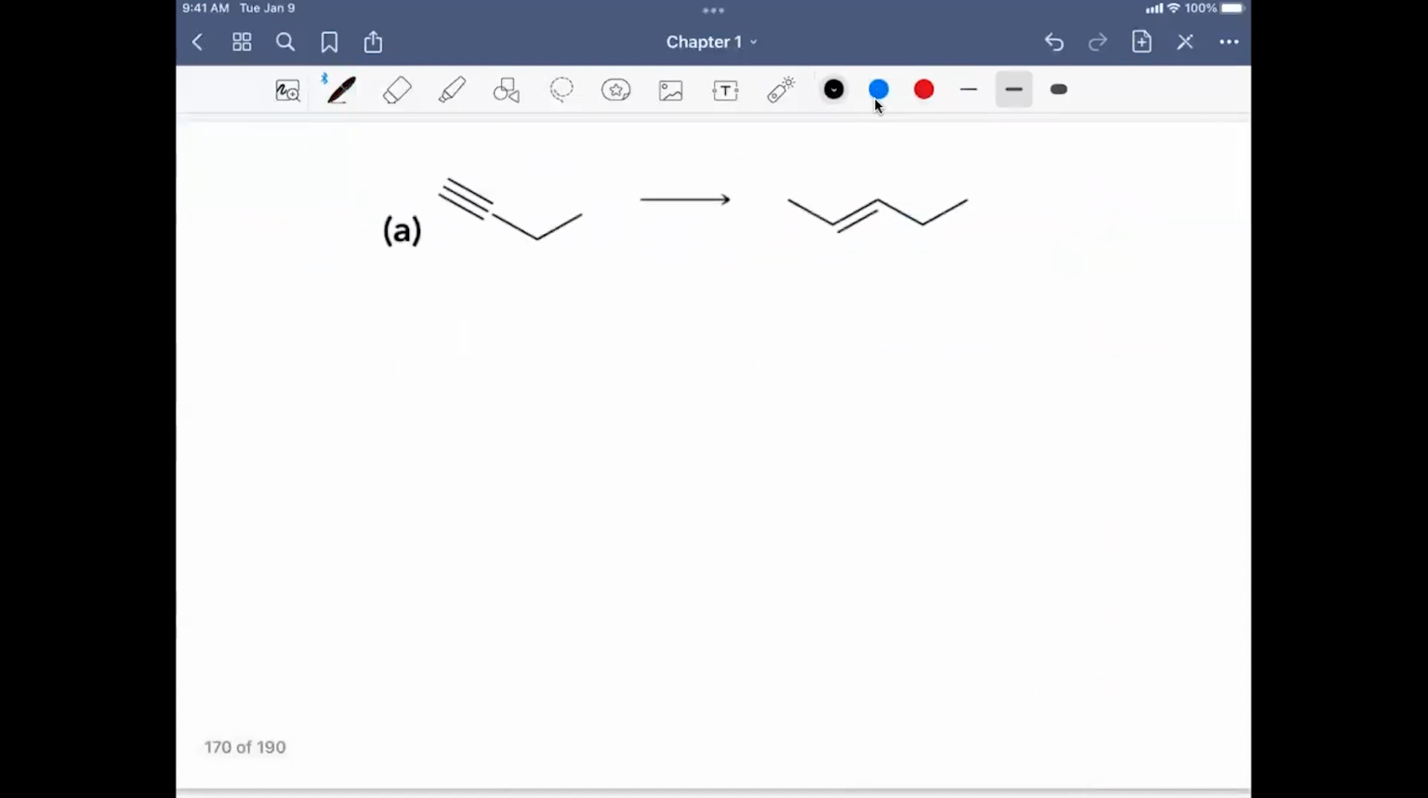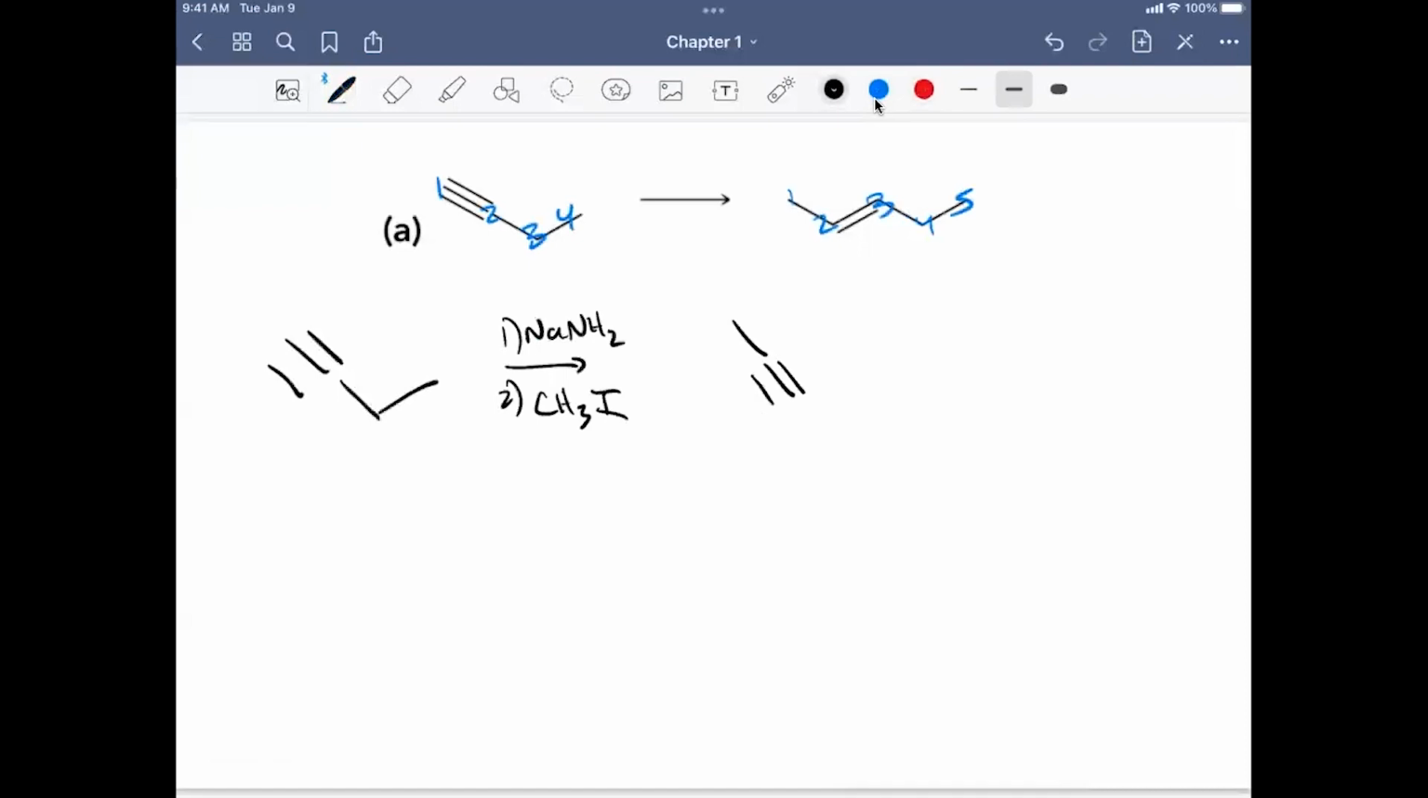All right, our second one is this one. Let's again count our carbons, because that's very important in this alkyne chapter. So it looks like we have 1 more carbon in our product than we do in our reactant. So the first step that I'll do in our synthesis is add 1. So NaNH2, CH3I. That gives us a methyl group on top. So now we have the appropriate amount of carbons.